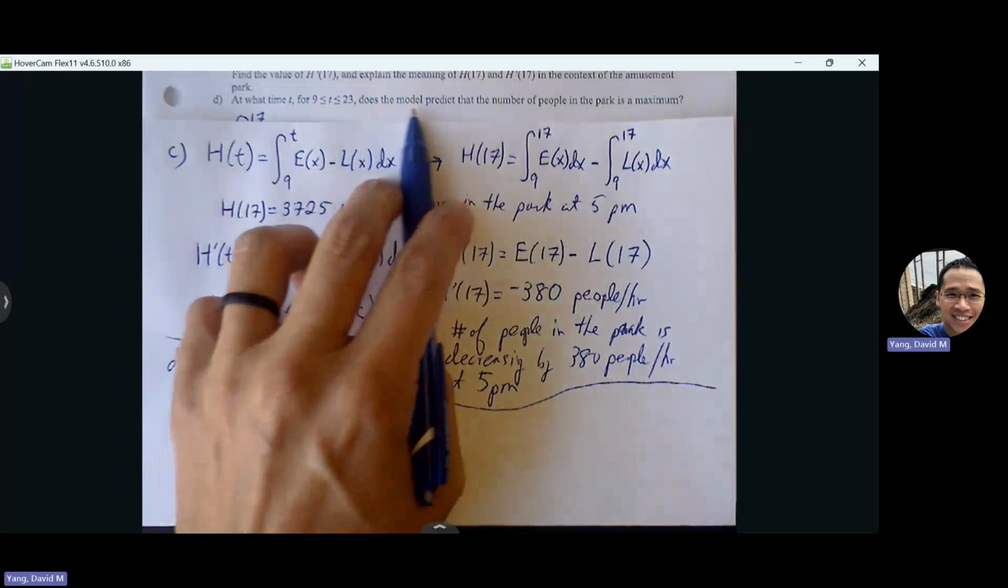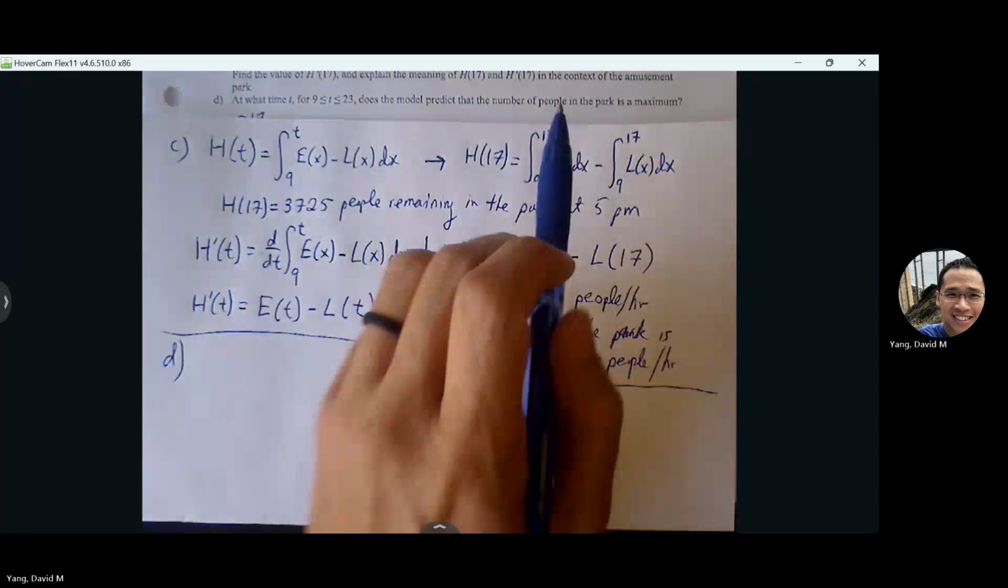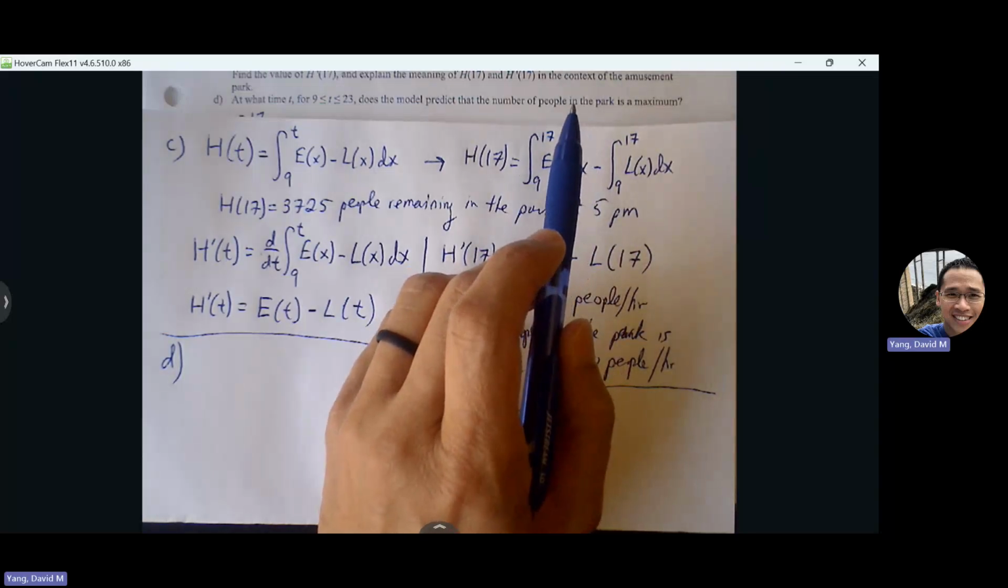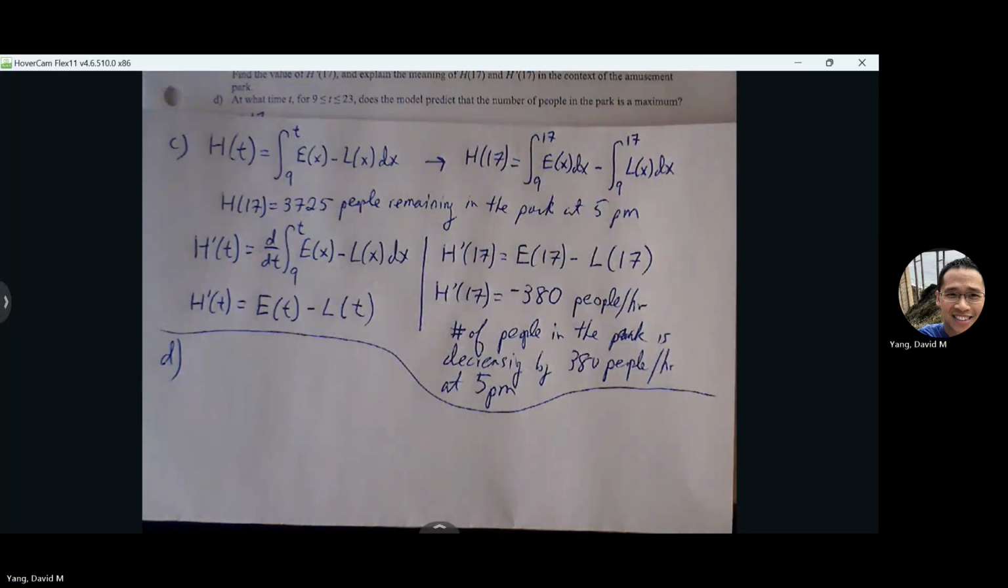Okay, at what time does the model predict the number of people in the park is at a maximum? If you had to guess, just imagine a normal day at an amusement park. Around what time would you expect the park to be at its maximum size? Somewhere mid-afternoon, right? Mid-afternoon, when people are still coming in, but not as many people are leaving yet.